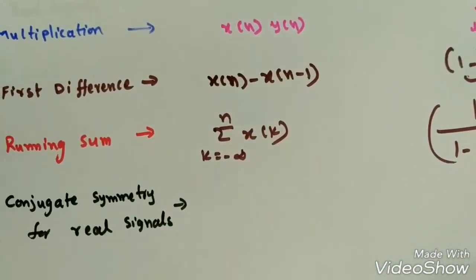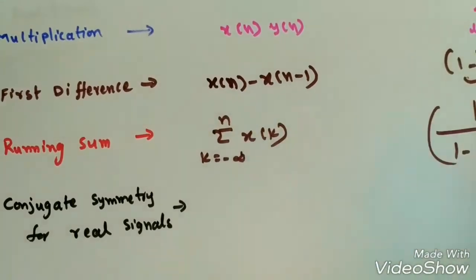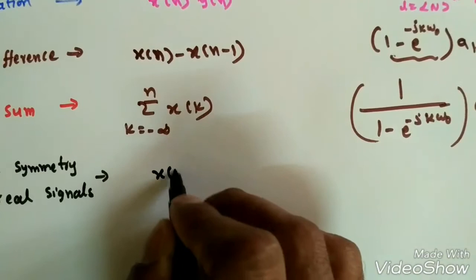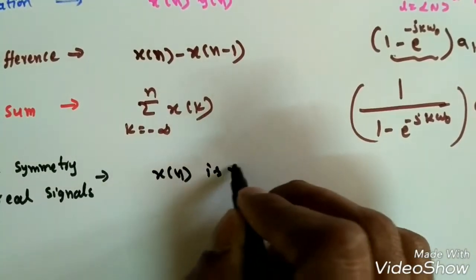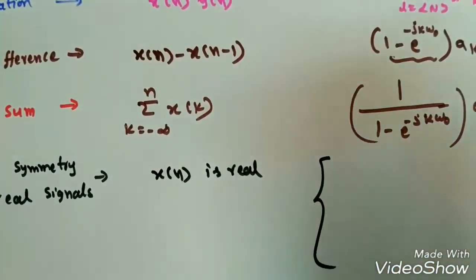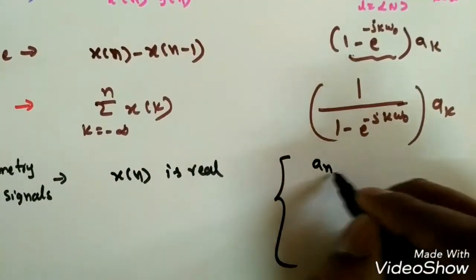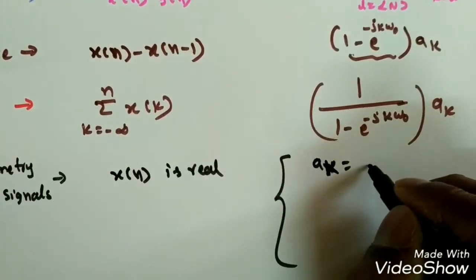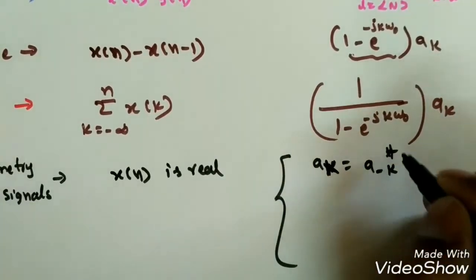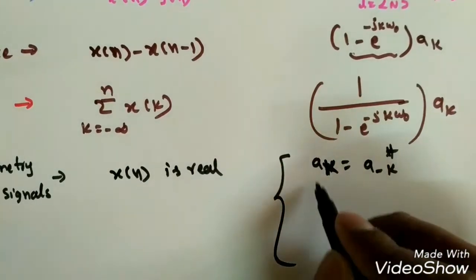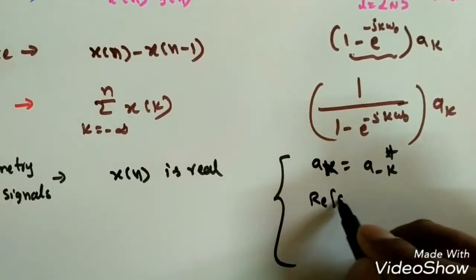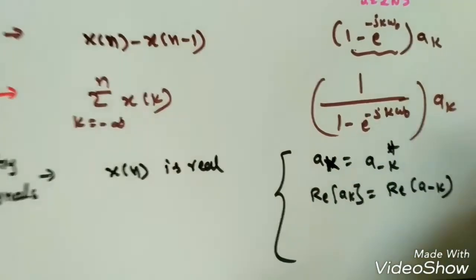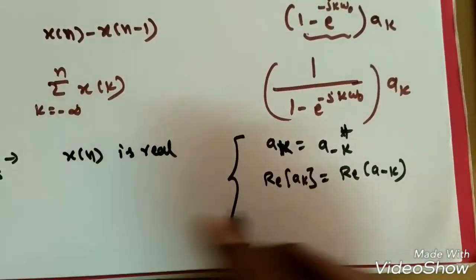Next one, this is conjugate symmetry for real signals. We have to assume x of n is real. If x of n is real, what is ak? ak is equal to a minus k conjugate. Now what is the real part of this? The real part of ak is also equal to the real part of a minus k. So this is when x of n is real.